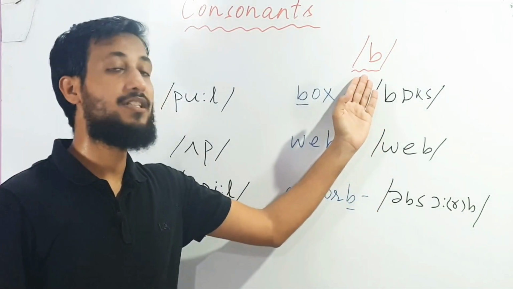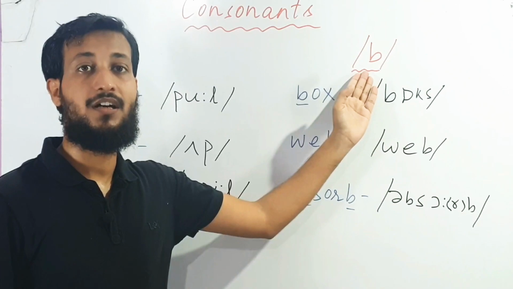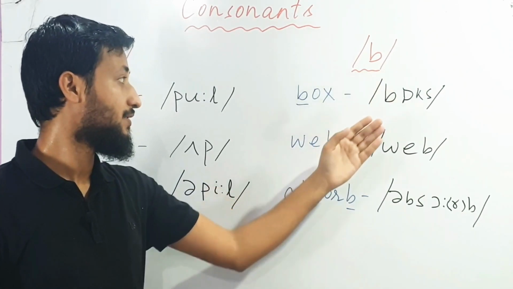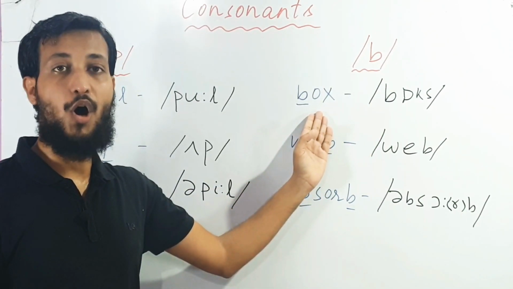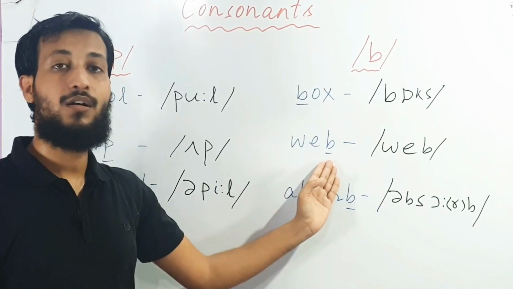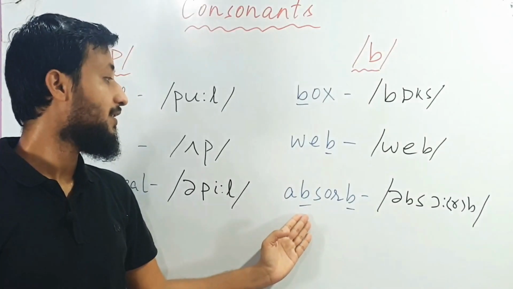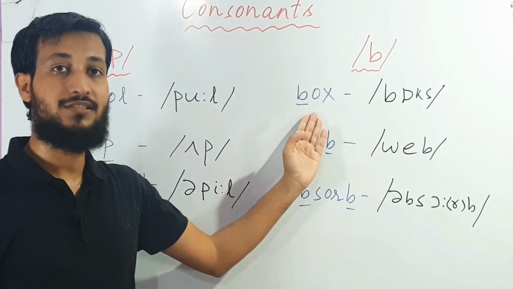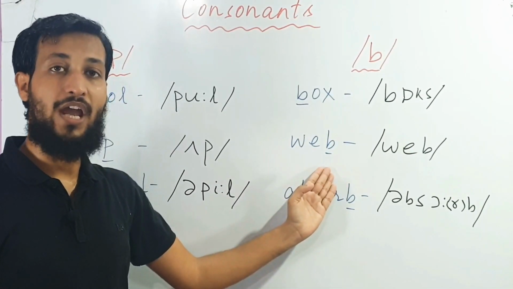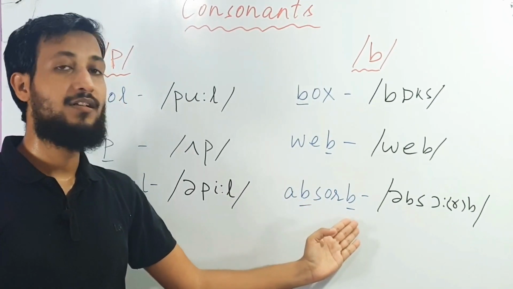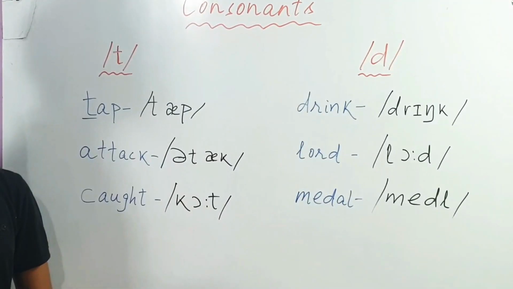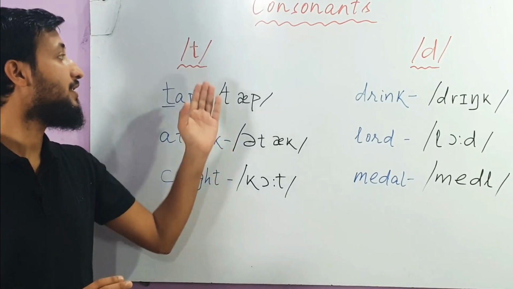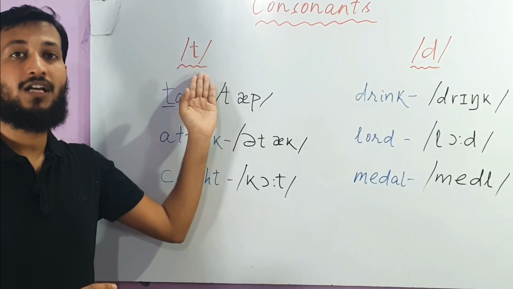And the next sound is b, as in box, web, absorb. Box, web, absorb. So our next sound is t, as in tap, attack, caught. Tap, attack, caught.